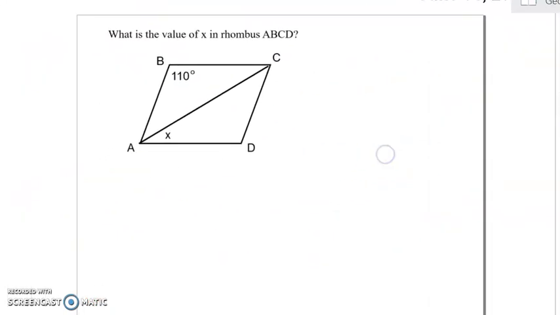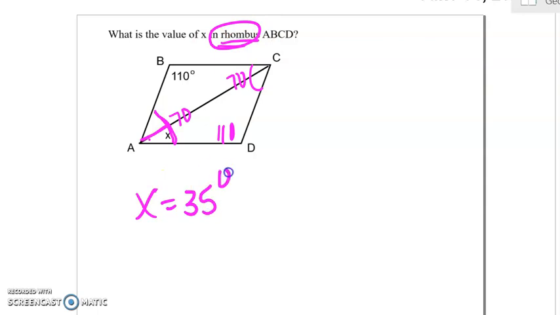Okay. Pause the video, see if you can. All right, something to think about. It is still a rhombus, which means it's a parallelogram, which means that's 110. So if that is 110, it means this angle has to be 70. This angle has to be 70, which means this has to be bisected because it's a rhombus. X is 35 degrees. If you got that, great.